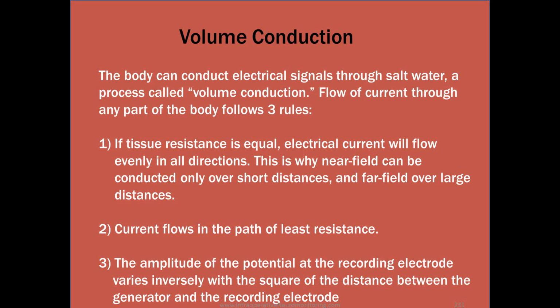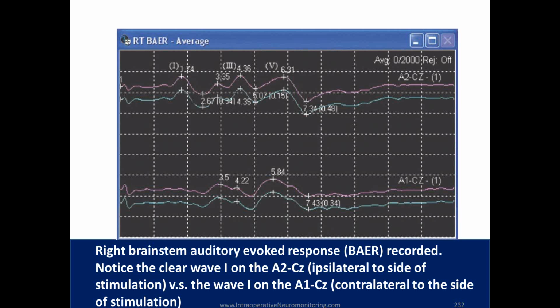Number 3, the amplitude of the potential at the recording electrode varies inversely with the square of the distance between the generator and the recording electrode. So you do need to know that, the square of the distance between those two. In clinical terms, it just means the further you are away from the generator source, the smaller or worse your potential is going to be.